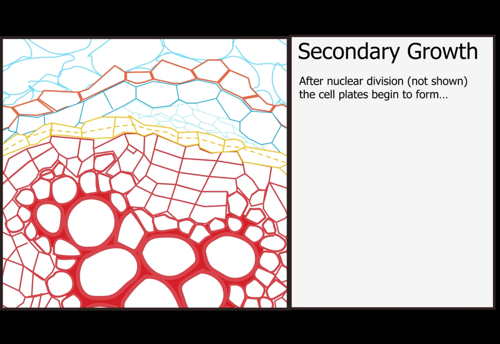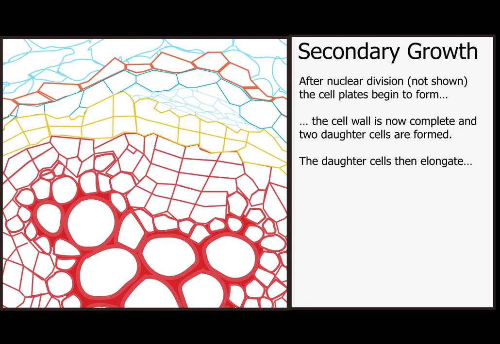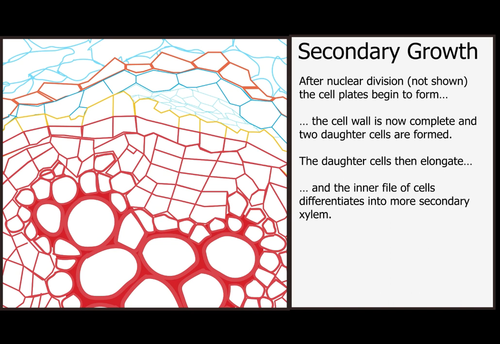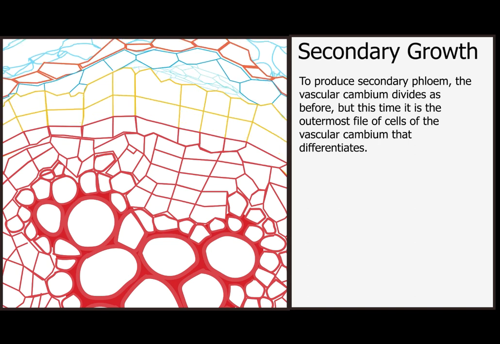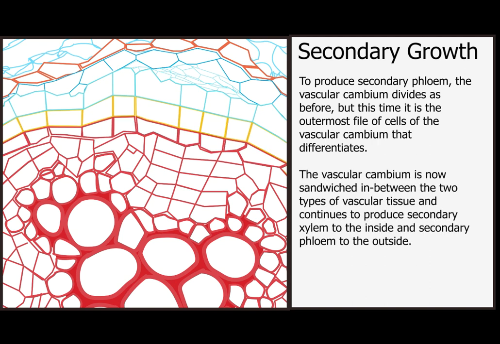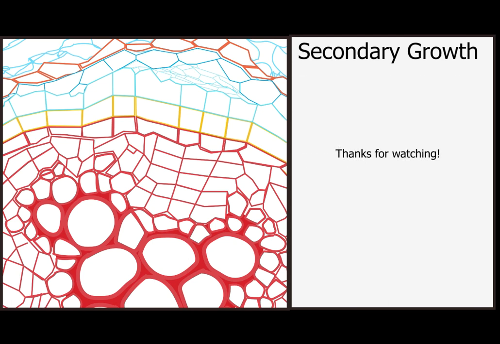After nuclear division, the cell plates begin to form. The cell wall is now complete and 2 daughter cells are formed. Then the daughter cells elongate. And the inner files of cells differentiates into more secondary xylem. To produce secondary phloem, the vascular cambium divides as before, but this time it is the outermost file of cells of the vascular cambium that differentiates. It is now sandwiched in between the 2 types of vascular tissue and continues to produce secondary xylem to the inside and secondary phloem to the outside.